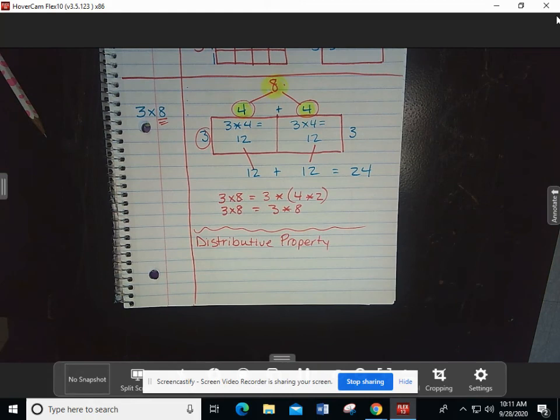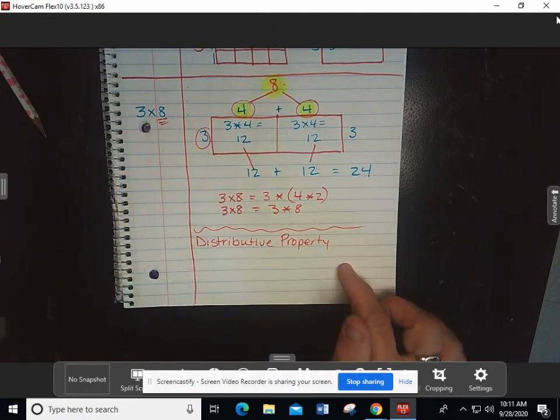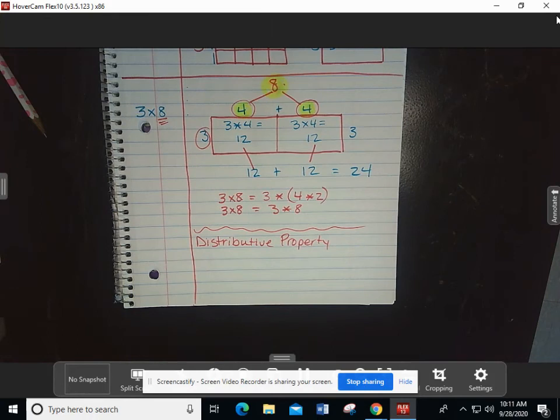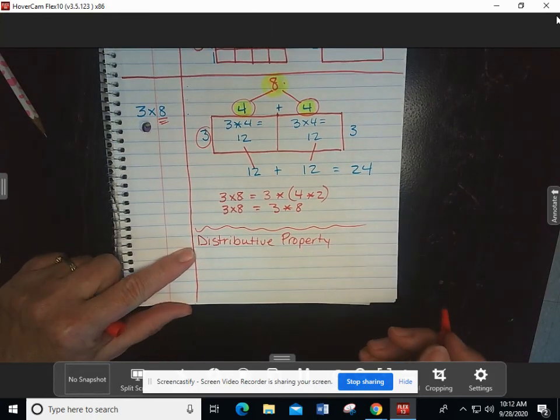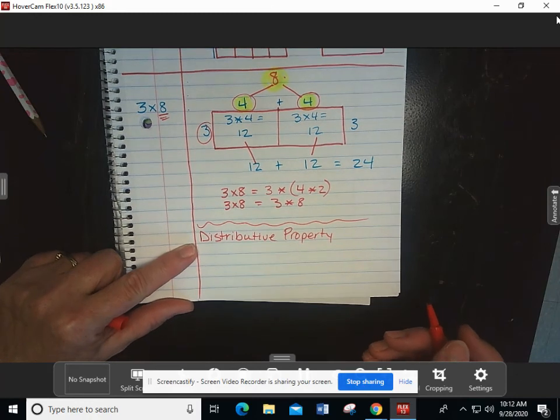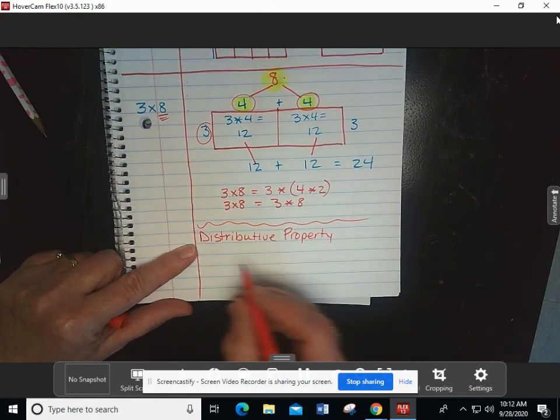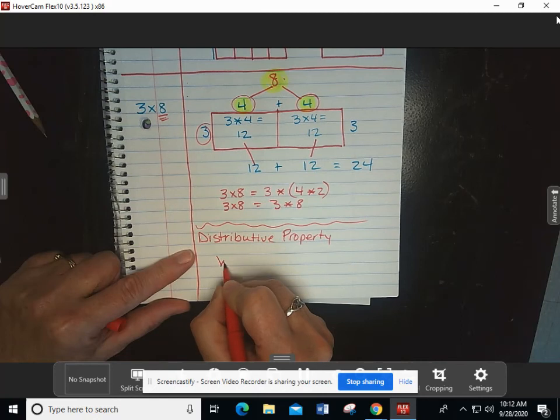When we were playing our game last Friday, we were distributing some of our factors when they didn't fit in a nice little array. So this is showing the distributive property. I hope that you wrote the word distributive. That's a tough word. Do as best as you can with distributive property. This is what we did.